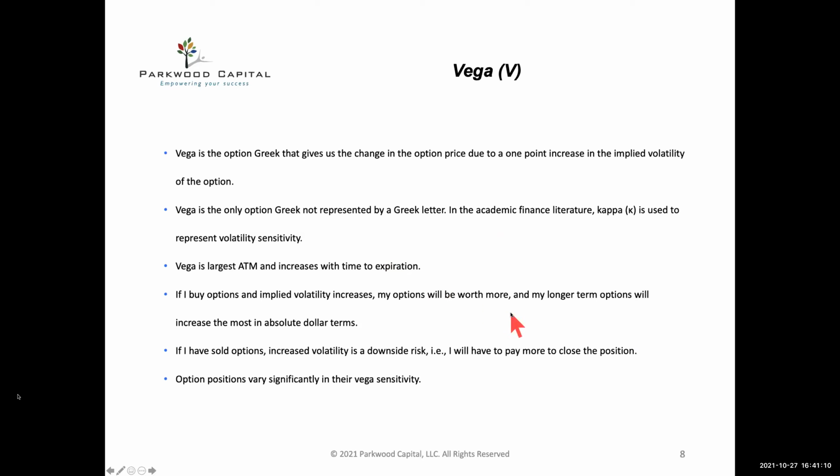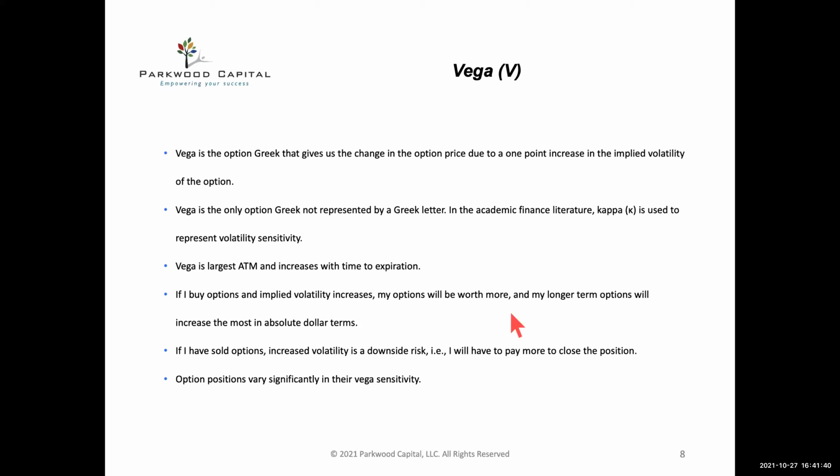Vega is the option Greek that gives us the change in the option price due to implied volatility increasing by 1 percentage point. Now, this is the only option Greek that's not represented by a Greek letter. I mean, Vega is not a real Greek letter. Now, if you read some academic literature out of a business school dealing with options, they will use kappa for volatility sensitivity.